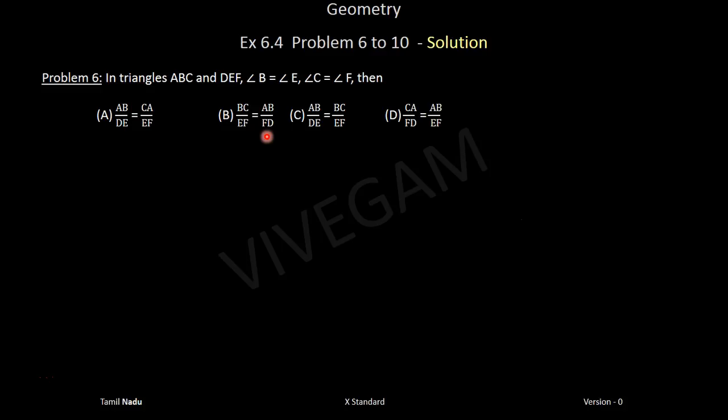So now let's draw a simple diagram. ABC and DEF. What do they say? Actually they say angle B equals angle E, which means this angle is equal to this angle, right? Then they say angle C equals angle F.